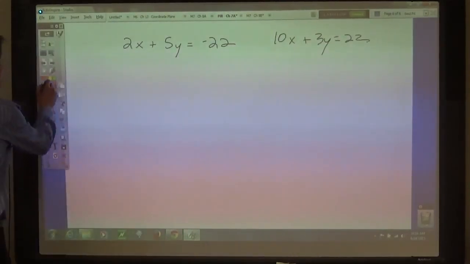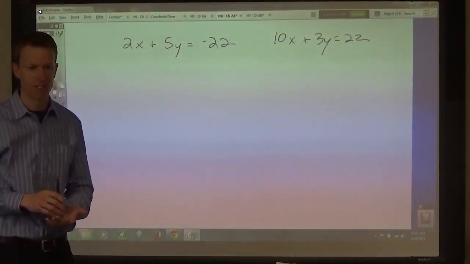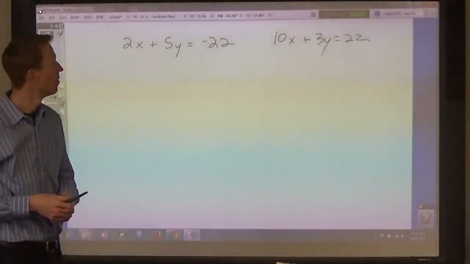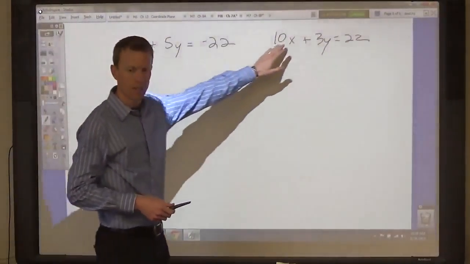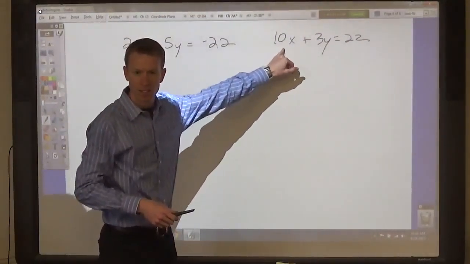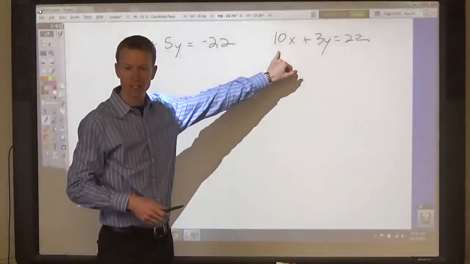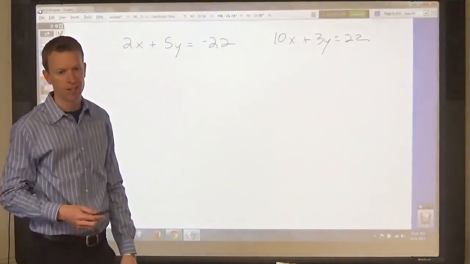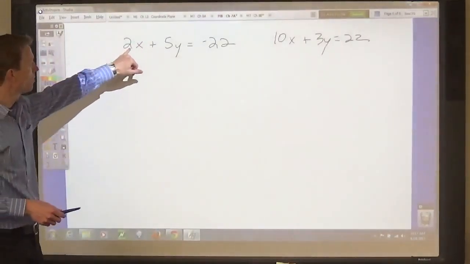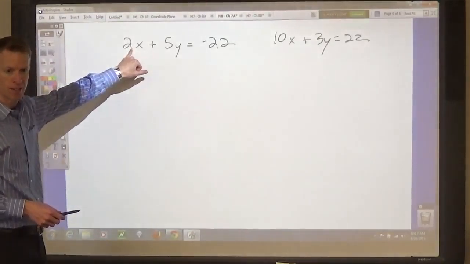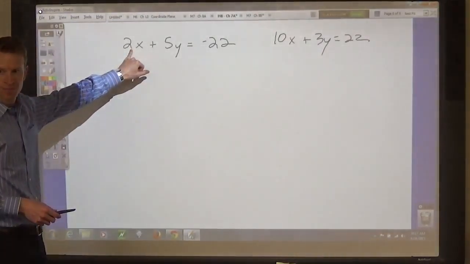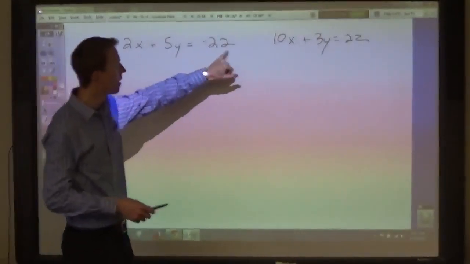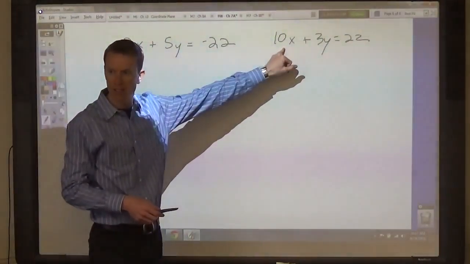Try to find two terms that are easy multiples of each other. 5 and 10. 2 and 10. The x terms, you can find a multiple for this, right? And we want its opposite. So how could we change this to negative 10? Times negative 5. If we can get negative 10x, then we can add it to 10x and eliminate the x terms, right?